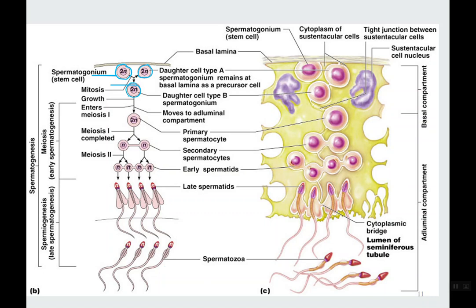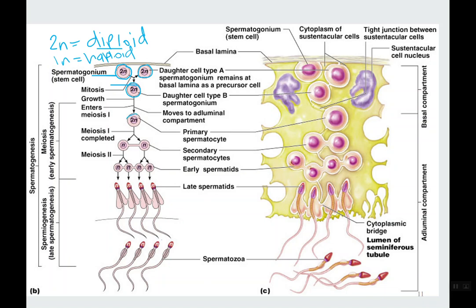So note that there's different numbers of N's here. 2N equals diploid, and 1N equals haploid. So what that means is that meiosis is taking place as you move towards the tube. So there's a directionality to this as well. The closer you go to the lumen of the tubule, the more of meiosis will have been completed.